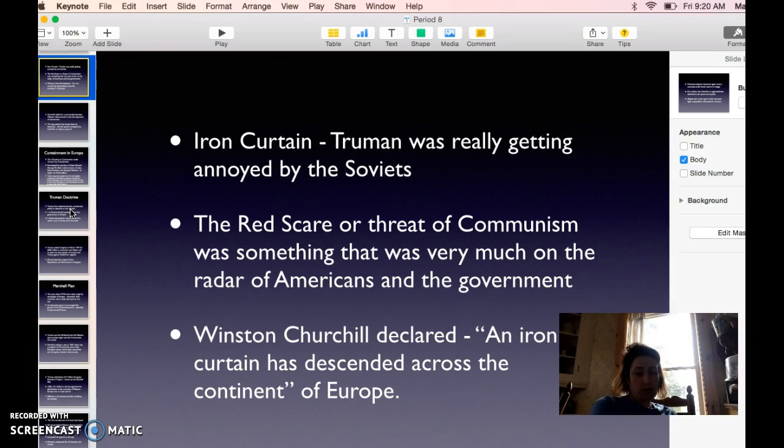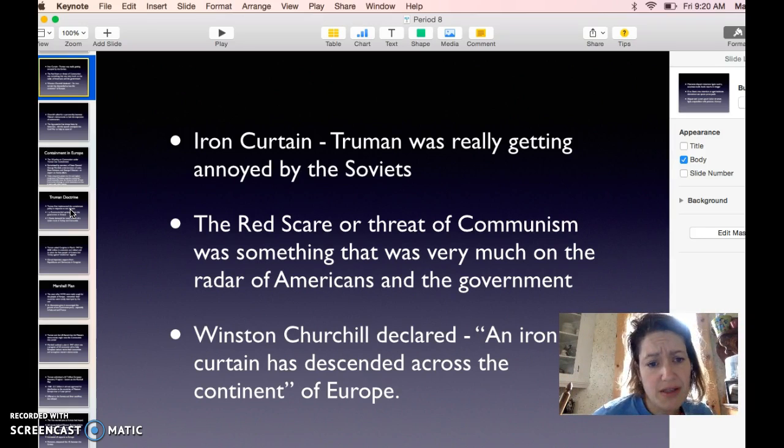So the Iron Curtain, Truman is really getting nervous and annoyed by the Soviets, wondering what their plan is, what their end game is. The Red Scare, which we've already had experience with once in the United States in 1919, early 1920s, is kind of making a return. The threat of communism was very much on the radar of Americans and the government. And of course, Winston Churchill comes out with his famous quote, "An Iron Curtain has descended across the continent of Europe."